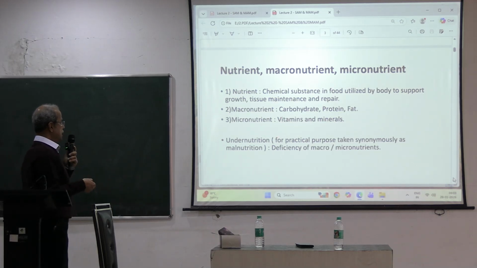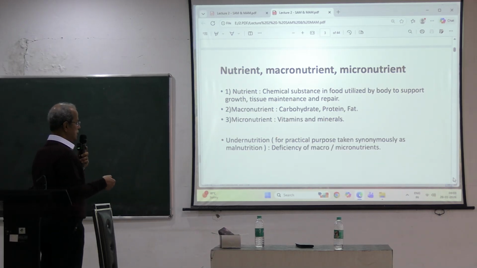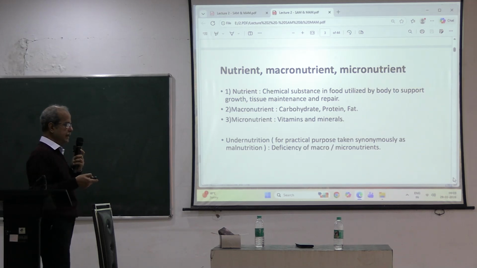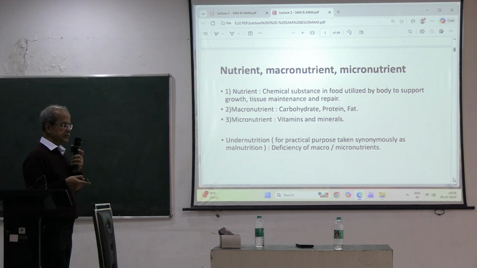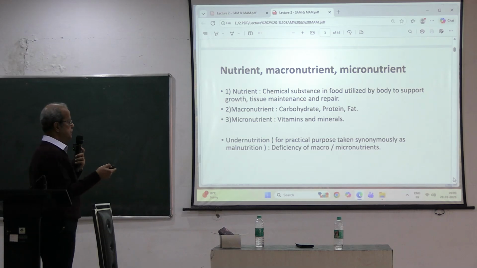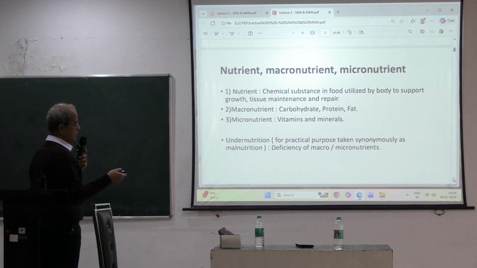minerals. Now, undernutrition and malnutrition, often we say in the same way, but they are not actually the same. But for practical purposes, they are taken synonymously. What is malnutrition? Malnutrition means disorder in nutrition. So, disorder can be overnutrition and it can be undernutrition. Overnutrition gives you obesity, undernutrition gives you the real malnutrition we see in our wards or in our clinics.